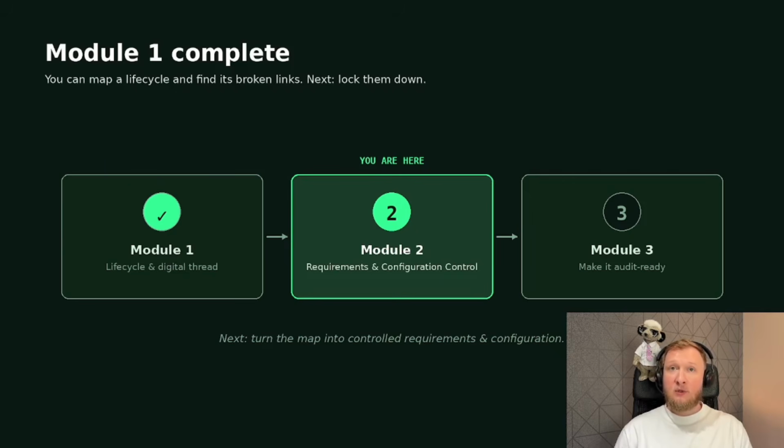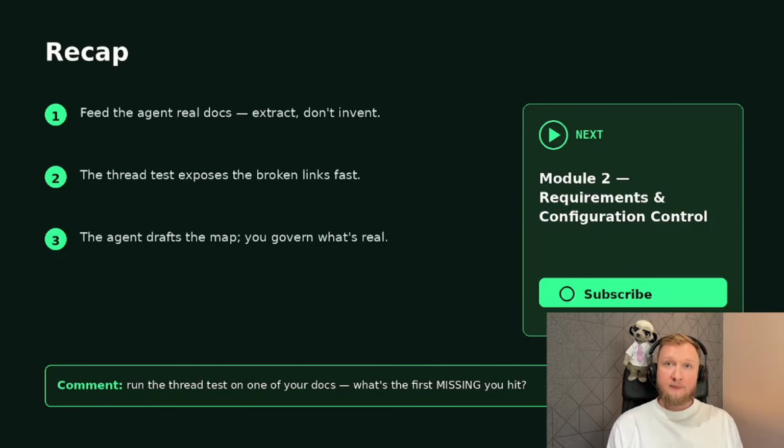But a map exposes the gaps, it doesn't close them. The biggest gap in almost every deep tech company is the same one: requirements and change control. That's Module 2, and it's where this stops being a map and becomes real control. I'll see you there.